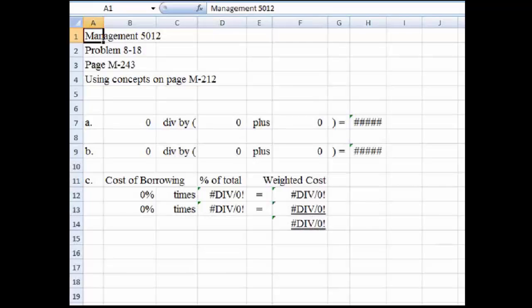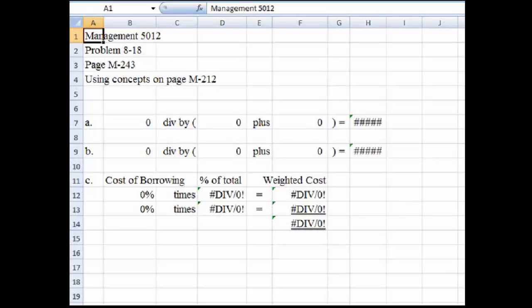Problem 8-18 on page M-243 is a simple calculation to determine the cost of capital for a company. The format on your screen follows along with the concepts from page M-212. In the book, the company has interest-bearing debt of $1.4 million and equity of $1 million.